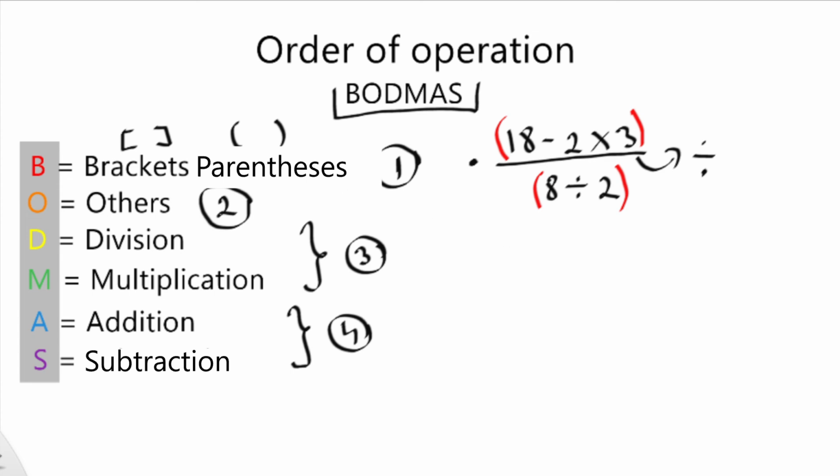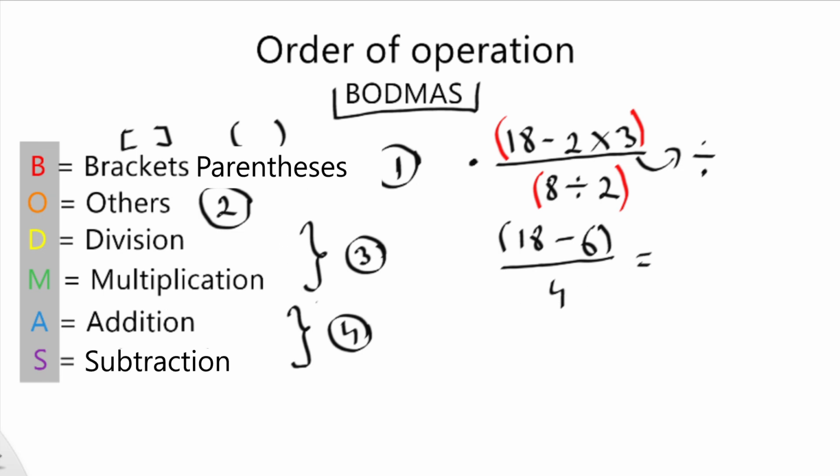Let's go through the rules once again. Do we have any brackets? Yes, we do. So we have to start with them. So I'll have 18 minus 2 times 3, which is 6. The division line from the fraction. And this one, 8 divided by 2, which is 4.